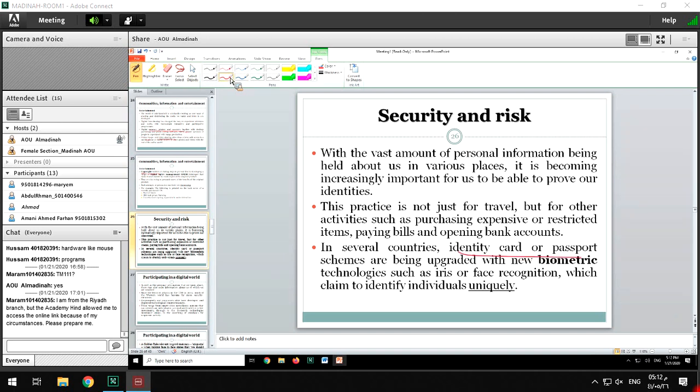So in several countries, ID cards and passports are upgraded by biometric technologies such as fingerprints, face recognition, and all to identify the individual parties or individuals. Fine. So there also we need to provide security for the data of the people that we use, okay, through these digital technologies.